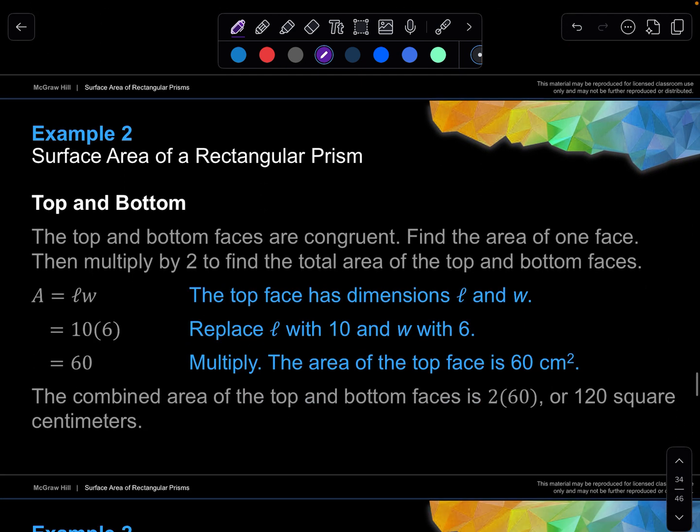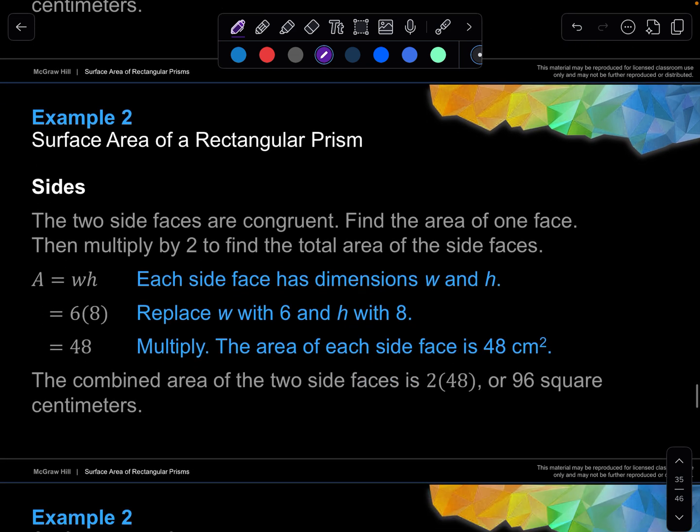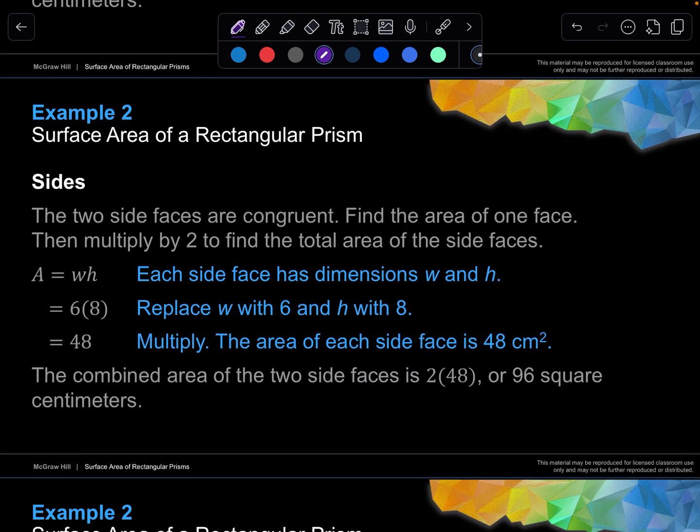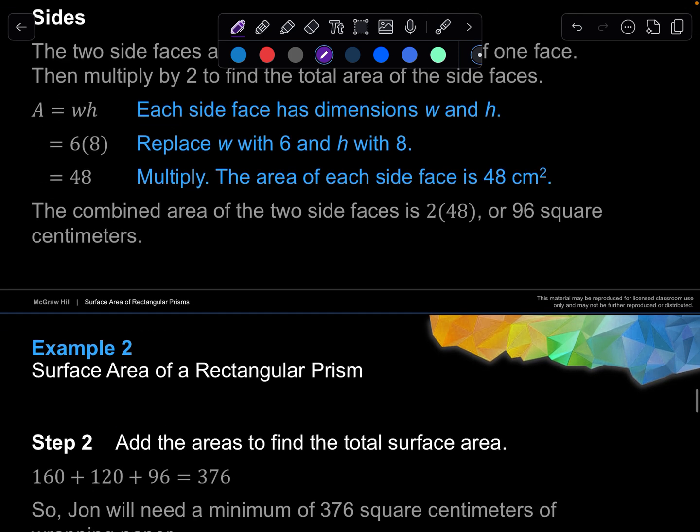Again, the top and bottom are congruent, so we find the area of 1 multiplied by 2. The area of the top and bottom is length times width, which is 10 times 6, gives me 60. So the combined area of top and bottom is 2 times 60, or 120 square centimeters. For the sides, the two sides are congruent. So the area of the side is width times height, which is 6 times 8, which is 48. So the sum total of the area of both sides together is 2 times 48, which is 96 square inches.